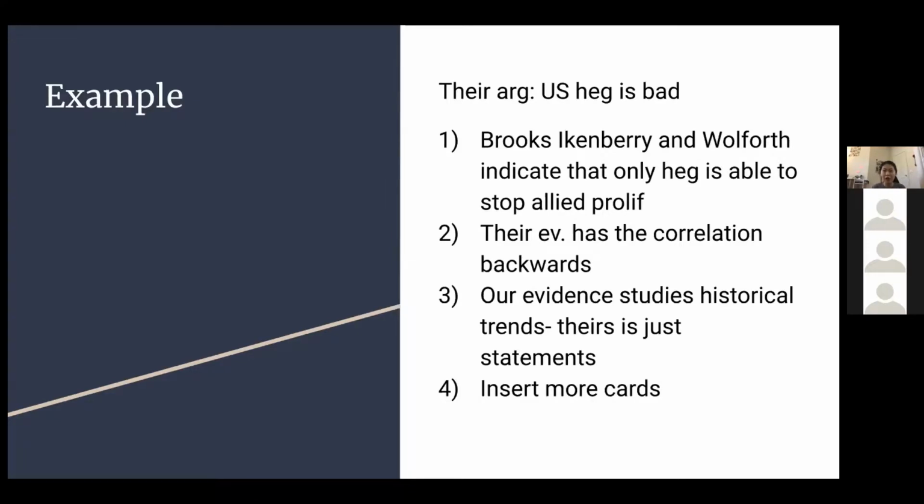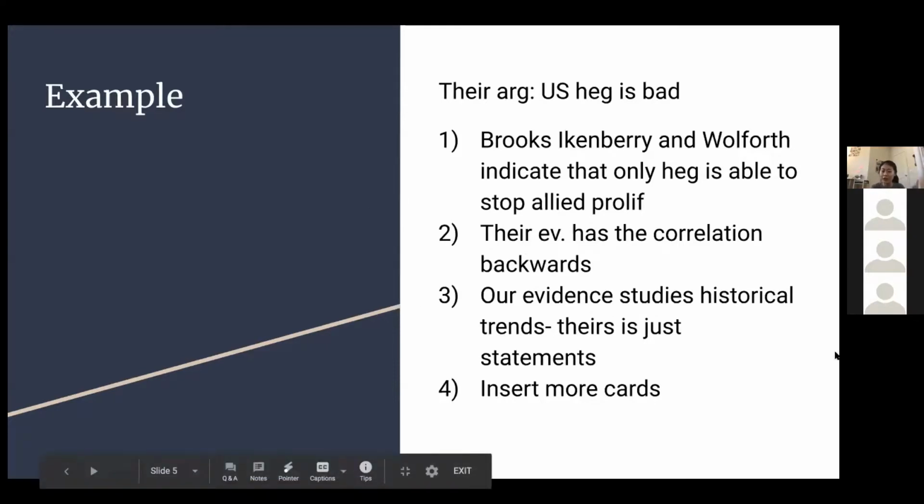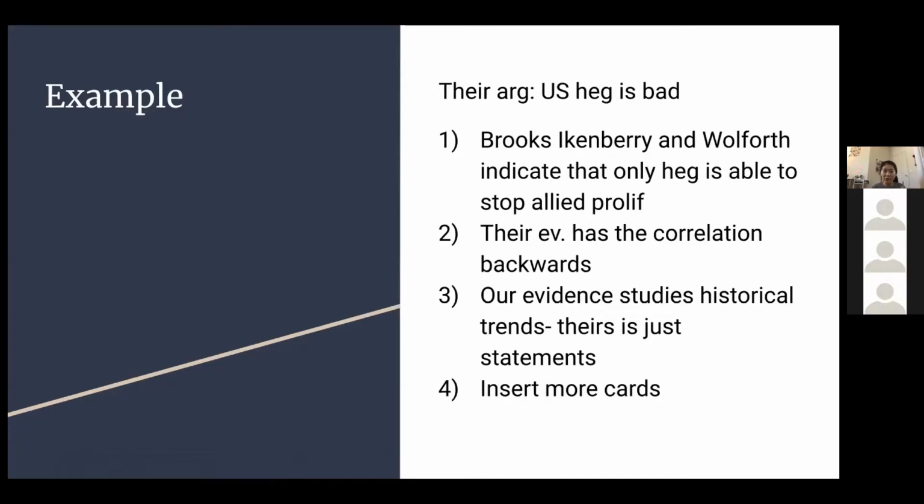So following the 4-point formula of extend, answer, compare, and more, I would first extend my original argument, which is that in the 1AC, Brooks, Eckenberry, and Woolforth indicate that only US hegemony is able to stop allied proliferation, or stop our allies from developing their own nuclear weapons and building their arms arsenal, because we're able to provide this kind of nuclear umbrella that makes them feel secure, right? It makes them feel like they don't have to do that because they're already protected by the US. So I'm extending that point, which I already made in my constructive. This isn't a new point.